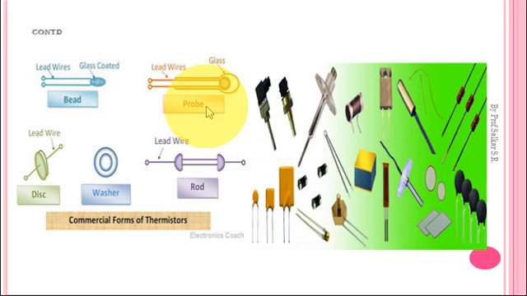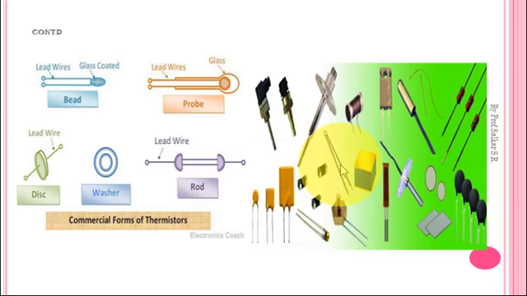Next is the probe type. In the probe type, the outer coating of glass is big, and inside there is a powder mixture of different materials, and then lead wires are taken out. Similarly, we have the disc type, washer type and rod type. So these are the different types of thermistors available, and these thermistors look like this.